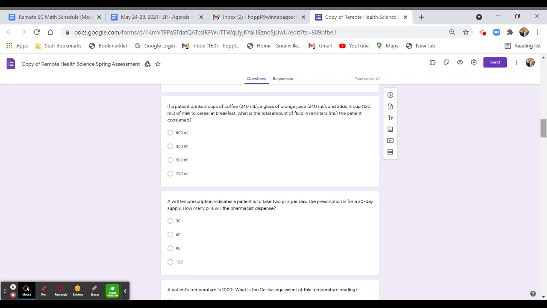If a patient drinks 2 cups of coffee at 240 milliliters, a glass of orange juice at 240 milliliters, and adds half a cup or 120 milliliters of milk to cereal at breakfast, what is the total amount of fluid in milliliters the patient consumed? 600, 360, 500, or 720?